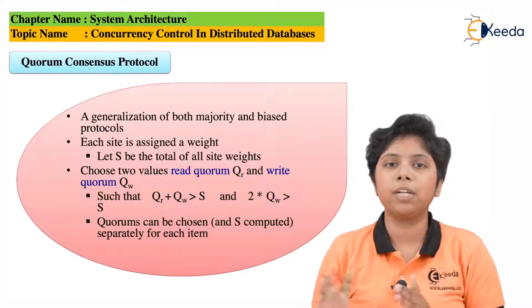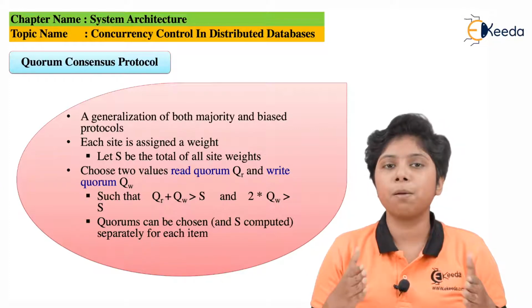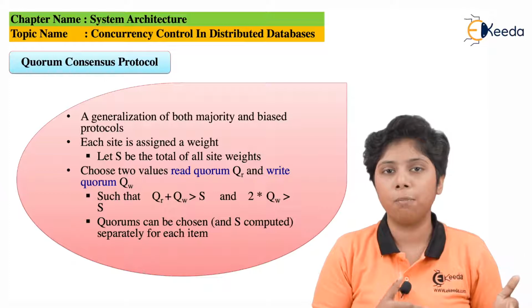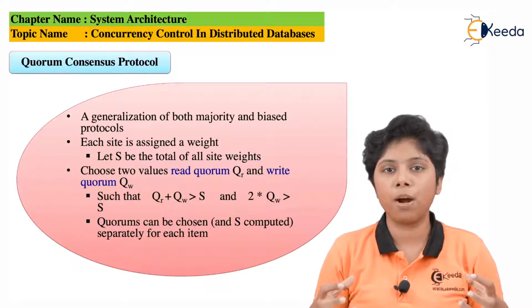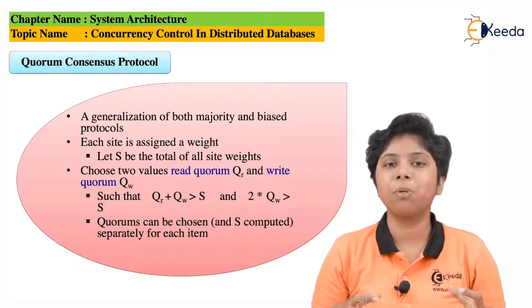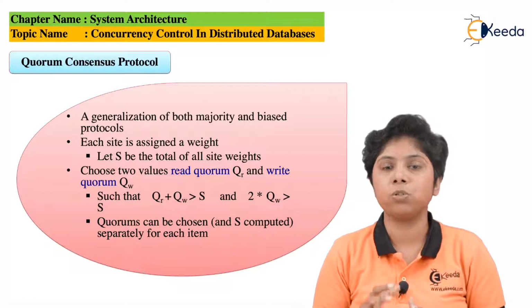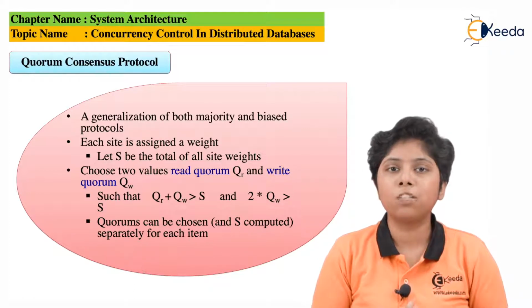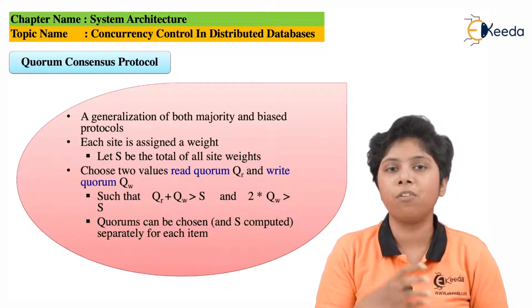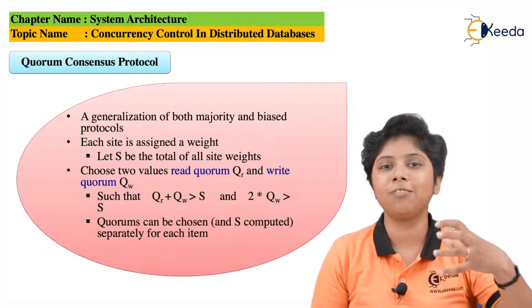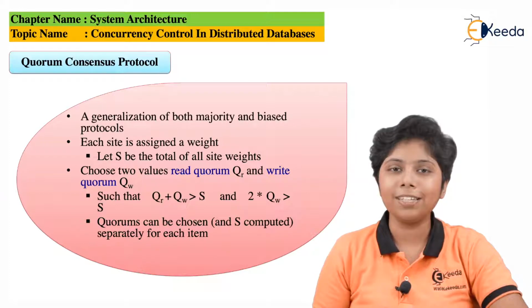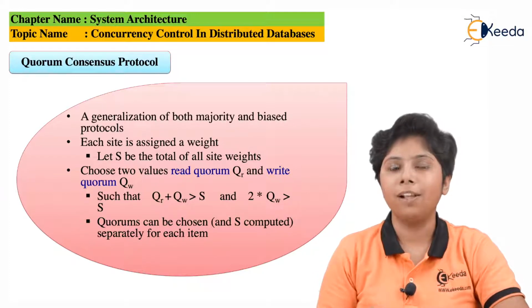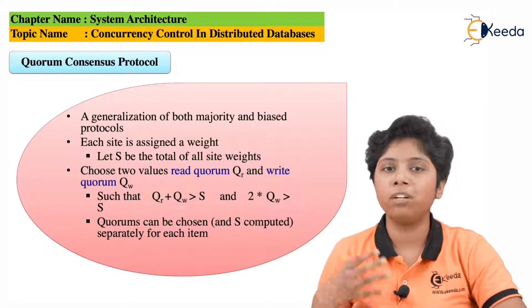...is greater than or equal to S. That means the summation of QR and QW, both the read quorum and write quorum, must be greater than S, that is the total weight. Whereas the read queries and the write queries are the total number of read operations and write operations that are associated with each site.